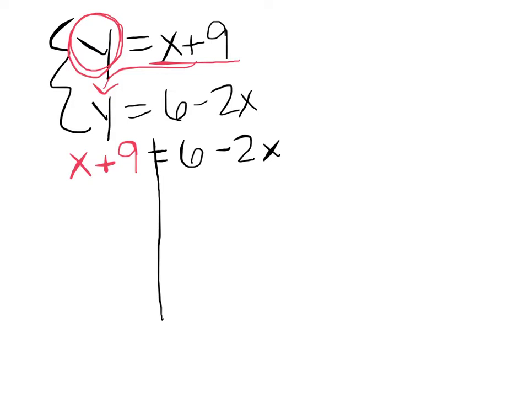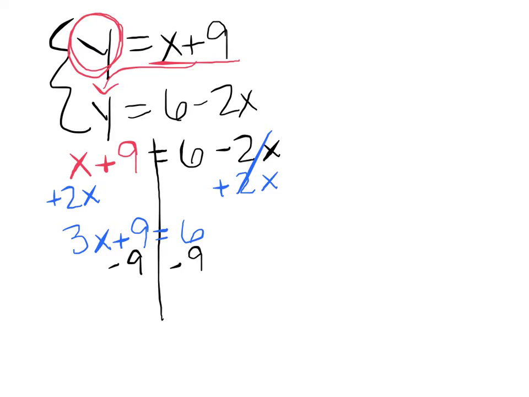First thing we need to do is get those x's on the left. So I need to add 2x to both sides. That way they go away on the right. 1x plus 2x is 3x. 9 stays the same, and those cancel. Alright, one last step, move that 9. 6 minus 9 is negative 3. Divide both sides by 3. We get our final answer of x equals negative 1.